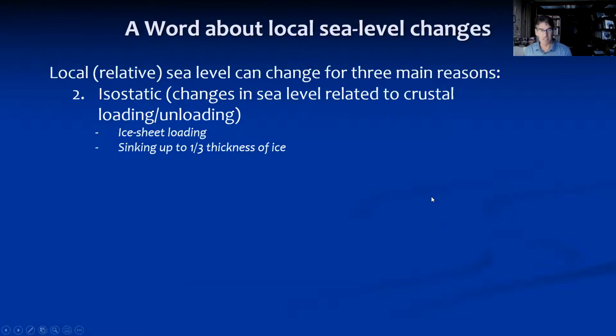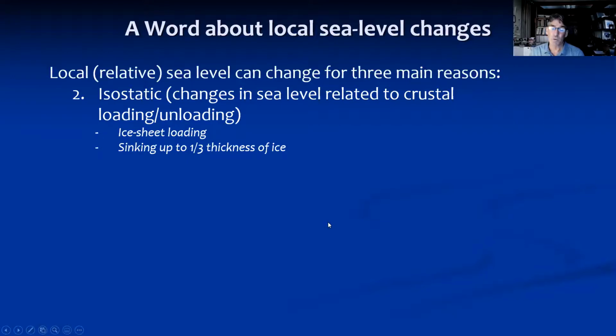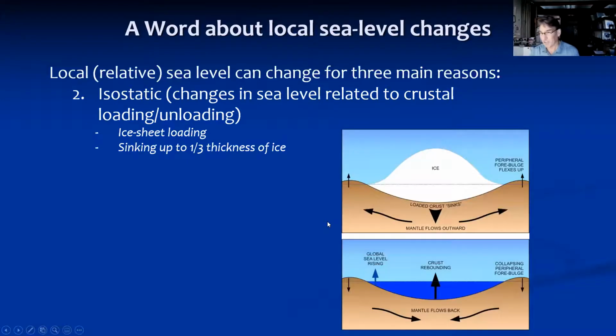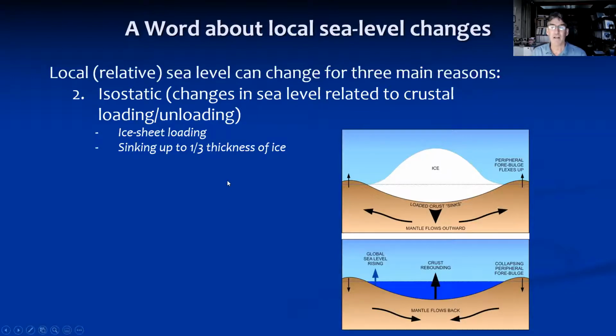Another one is called isostatic changes in sea level, and those are related to loading or unloading the crust of the Earth. And in our case, what we're focusing mainly on is ice sheet loading. So if you have an ice sheet advance out across the border into northwestern Washington, that big ice sheet will sink the crust. It's heavy enough that it actually sinks the crust down, and the mantle flows out from below the crust, and you actually have a subsidence of the land surface because it's covered with this big heavy weight.